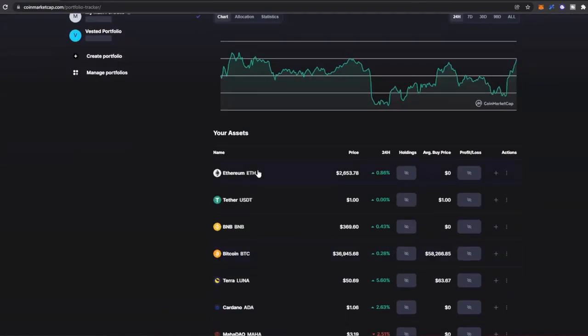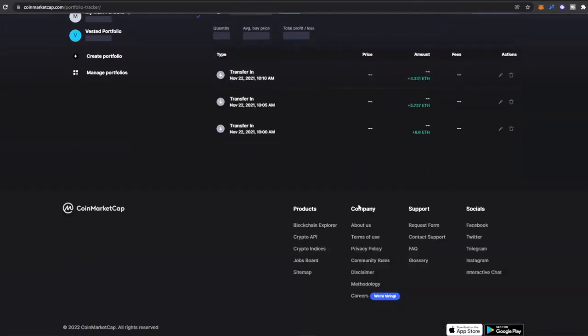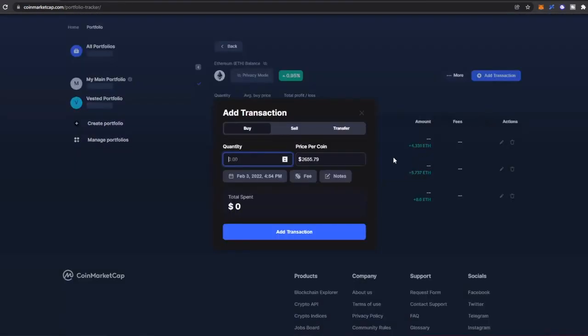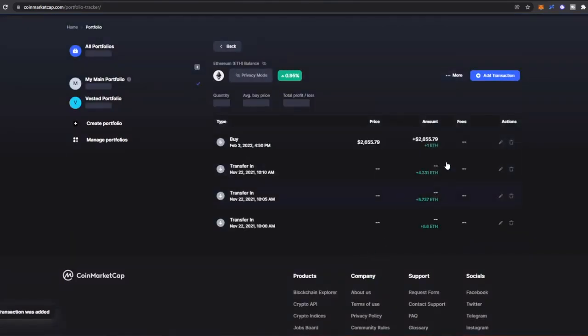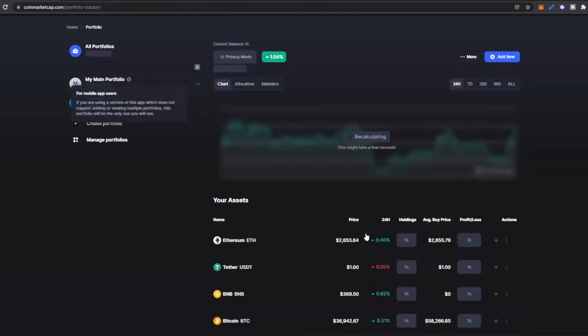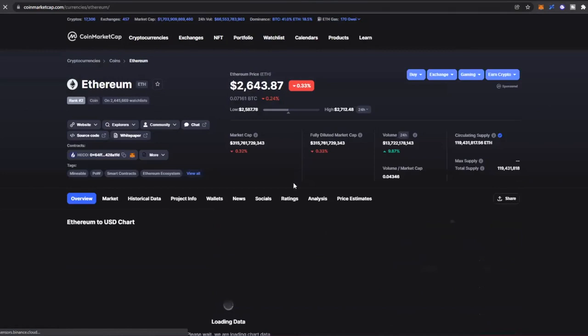So if I were to add to an ETH position, I could just go over here and click on my ETH position, hit add transaction. And if I were to buy one Ethereum at an average price of this, I can go in here and then I can hit add transaction. That's going to add a transaction and update all the stuff on my entire portfolio and show me basically my new average price and how much profit I am up on each individual holding.